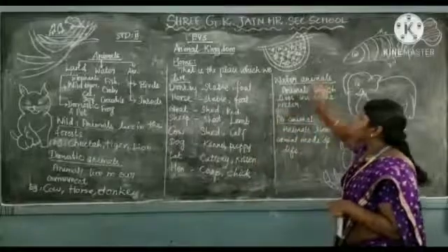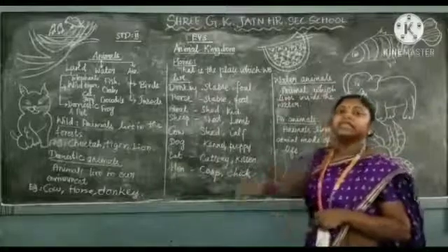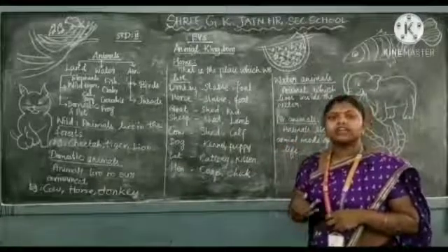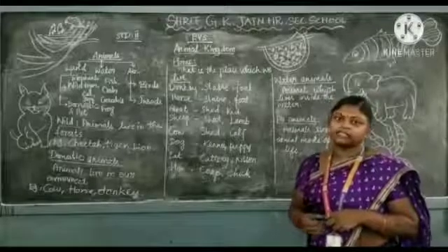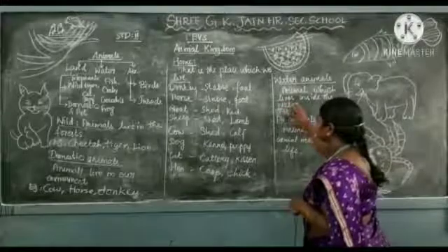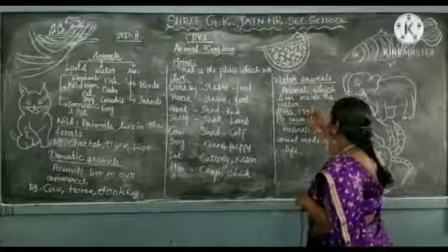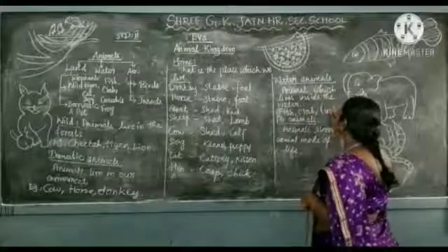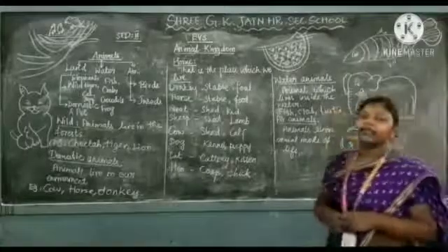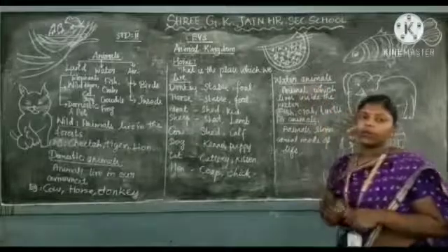Okay, now let me explain you about the water animals. That means the animals which live inside the water like ponds, lakes, rivers and seas. For example, fish, octopus, crab, turtles. These are the examples of water animals. Okay, they can live inside the water.